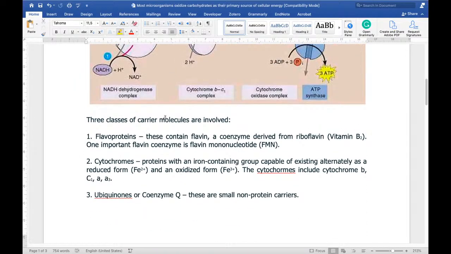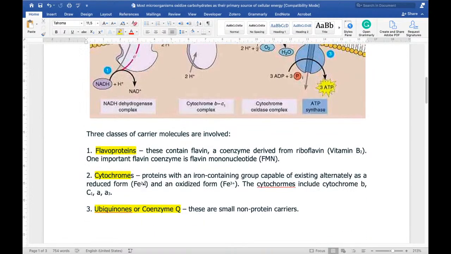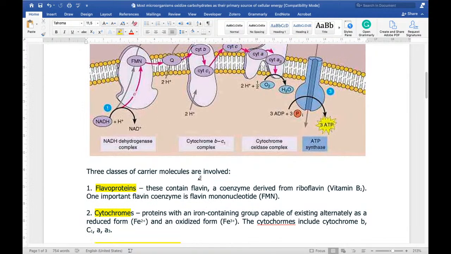So here we have three classes of carrier molecules that are involved: flavoproteins, cytochromes, and coenzyme Q or ubiquinones. The flavoproteins, that is FMN, contain flavin, and they are coenzymes derived from riboflavin, vitamin B2. One of the important coenzymes is flavin mononucleotide. Then comes the cytochrome complex.